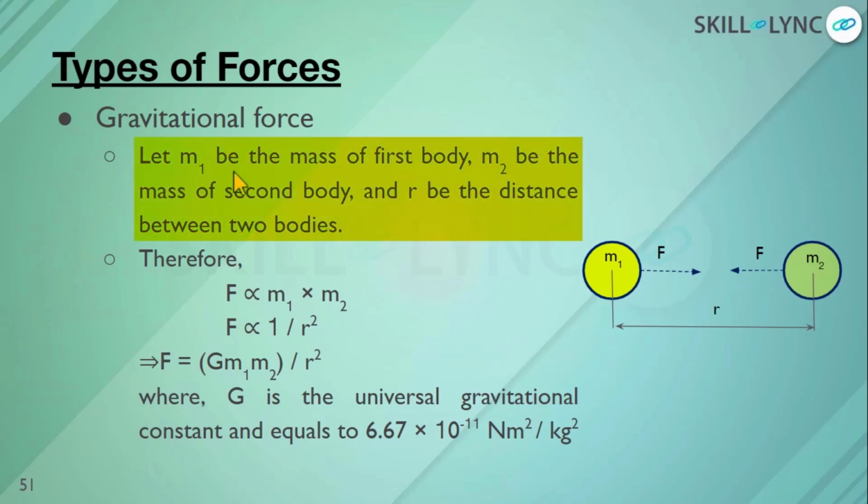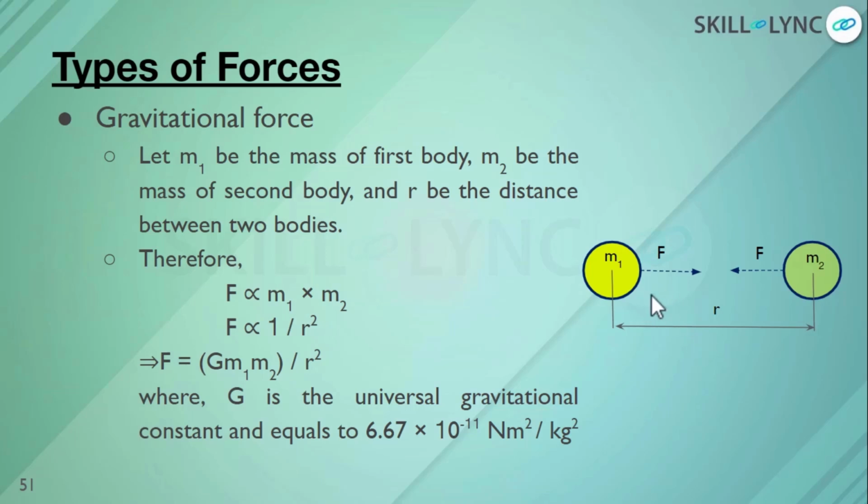Let m1 be the mass of the first body, m2 be the mass of the second body, and r be the distance between the two bodies. Here in the picture we can see that this is the first body and the mass of the first body is m1. This is the second body and we have considered the mass of the second body as m2. And as per the gravitational force, both the bodies will be applying force on each other.